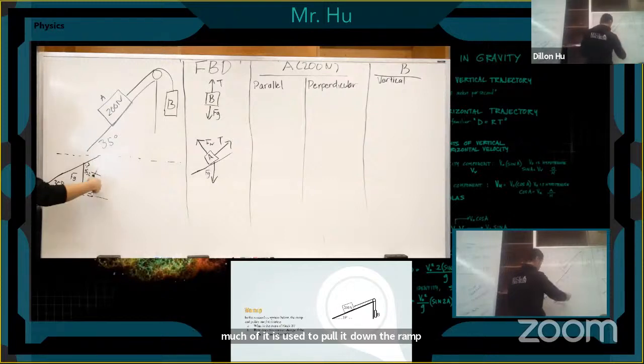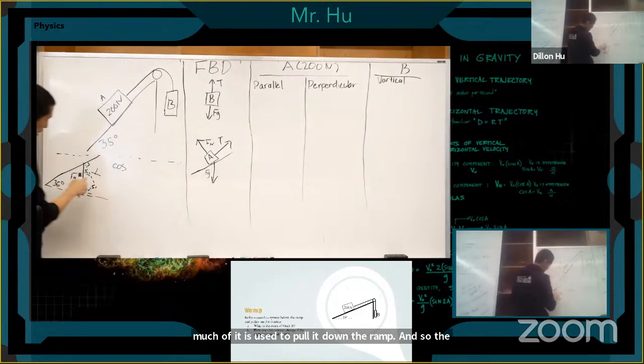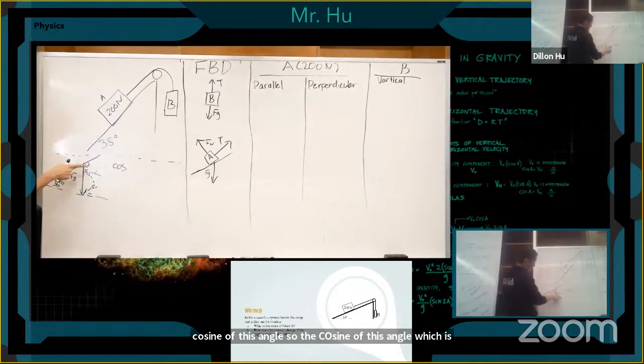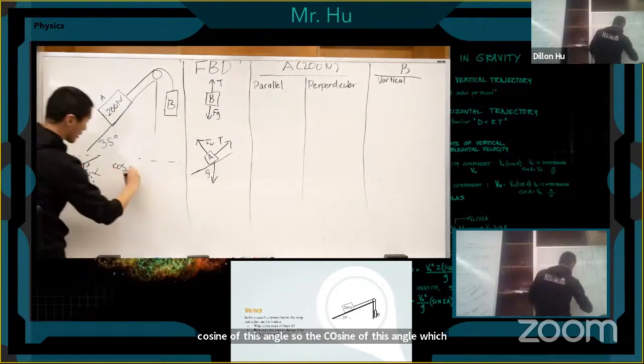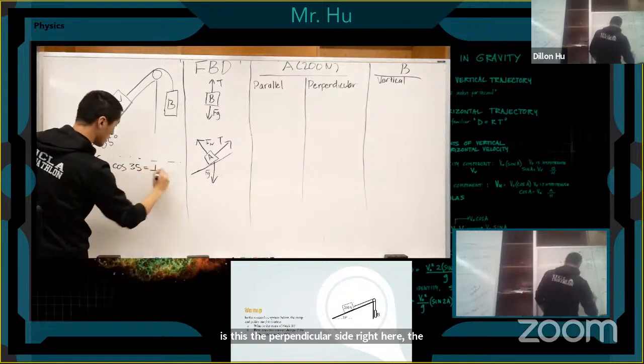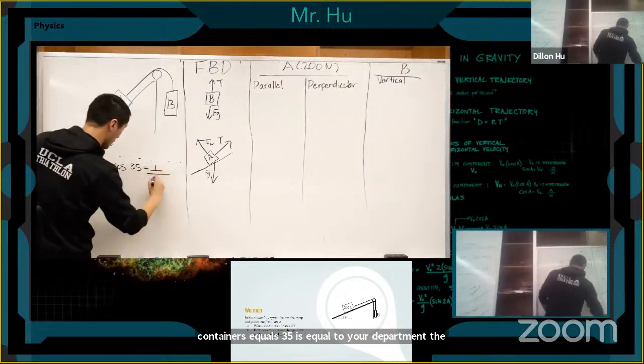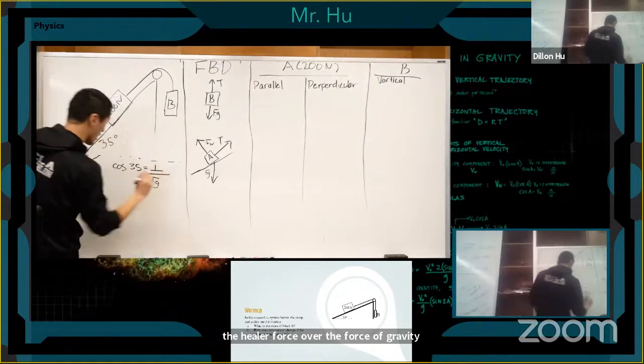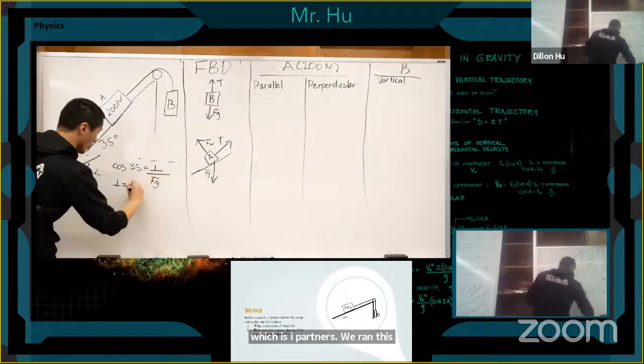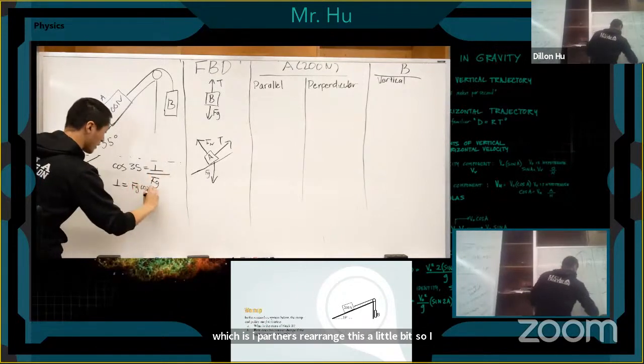The cosine of this angle, which is next to the perpendicular side right here, the cosine of 35 is equal to the perpendicular force over the force of gravity, which is the hypotenuse. Rearranging this a little bit, I know that the perpendicular force should equal my force of gravity times cosine 35.